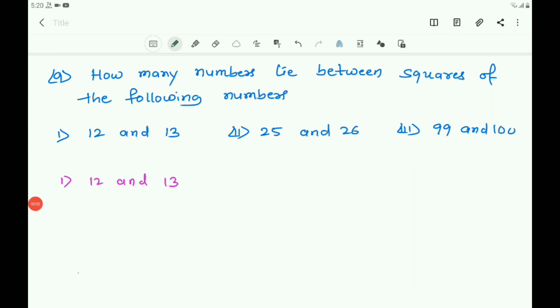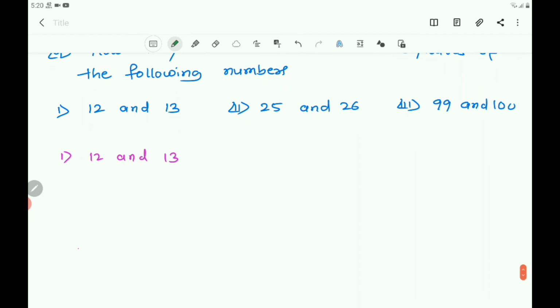how many numbers lie between squares of the following numbers? The first one is 12 and 13. Second one is 25 and 26. Third one is 99 and 100. Here there is a relation between the numbers n square and n plus 1 whole square. Here n and n plus 1 are two consecutive numbers. In between the squares of n and n plus 1, 2n numbers lie. So 2n numbers lie between n square and n plus 1 square. By using that relation, we will get the numbers between the squares of the given two numbers.